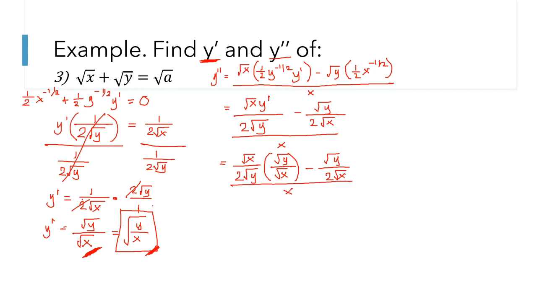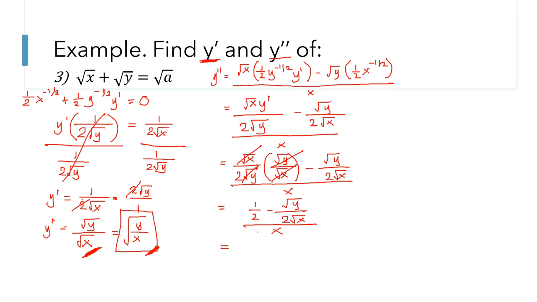So simplifying further, we can cancel some terms. Cancel square root of x, cancel square root of x, cancel square root of y, cancel square root of y. So what we have left here is 1/2 minus square root of y over 2 square root of x, all over x. So after that, these are still two terms.